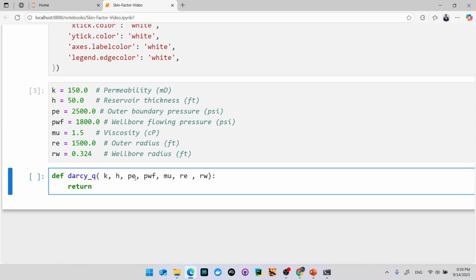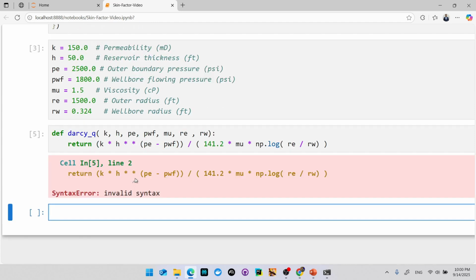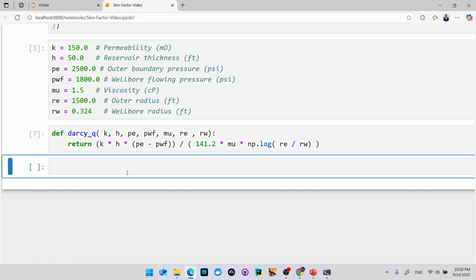Okay, we will return K times H times PE minus BWF, divided by 141.2 times mu times np.log, which is simply ln. np.log is log to the base e, and so it is ln re over rw. And this will be our Darcy law solving for Q.